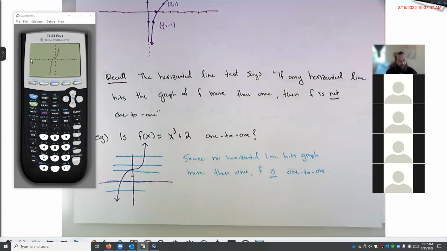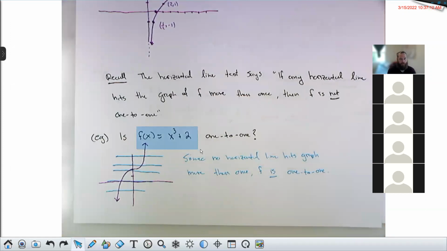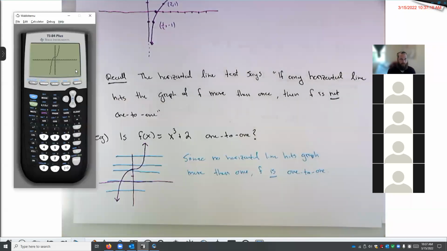You have a handful of problems like this in your homework. Sometimes they give you the graph. Sometimes they give you the function like this. If they just give you the formula for the function, plug it into your graphing calculator. Give yourself a little sketch of the graph and try drawing horizontal lines through it. If you can make any horizontal line hit that graph more than once, then the function is not 1-to-1. But if no horizontal line hits the graph more than once, then the function is 1-to-1.